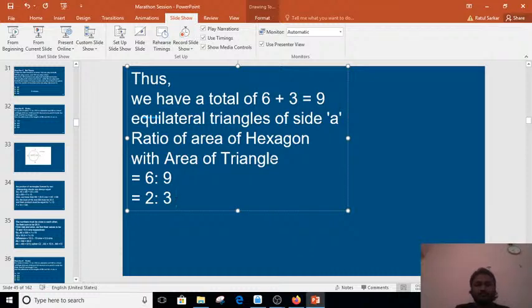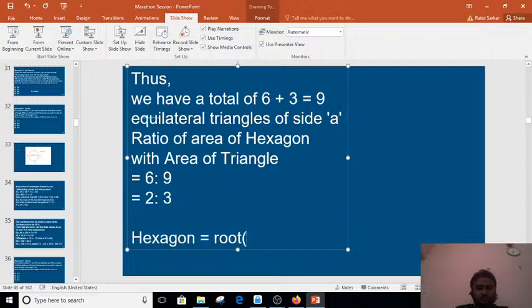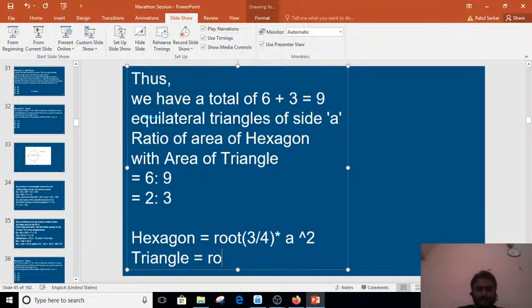Okay, so I guess most of you have got a problem understanding how we got this. So I can take it as, for hexagon I write root 3 by 4 into a raised to the power 2, and for the triangle I write root 3 by 4 into 3a square. Now guys, you see that this root 3 by 4 and this root 3 by 4 are actually cancelling. So it becomes a square by 9a square.